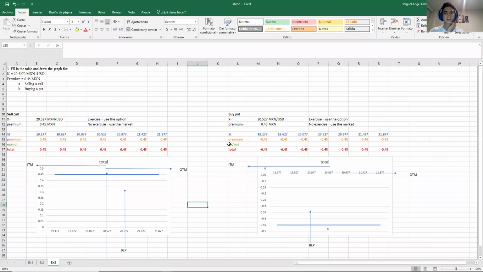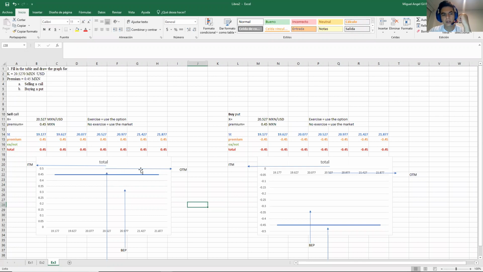So this is exercise number 3 from activity and homework number 10. And we have again something similar to homework 9 in the case of options. Now we have again pesos and dollars. So similar to the exercise that we do in YouTube, different data. And again, I did the same thing. I copied the table and the graph that we already have.